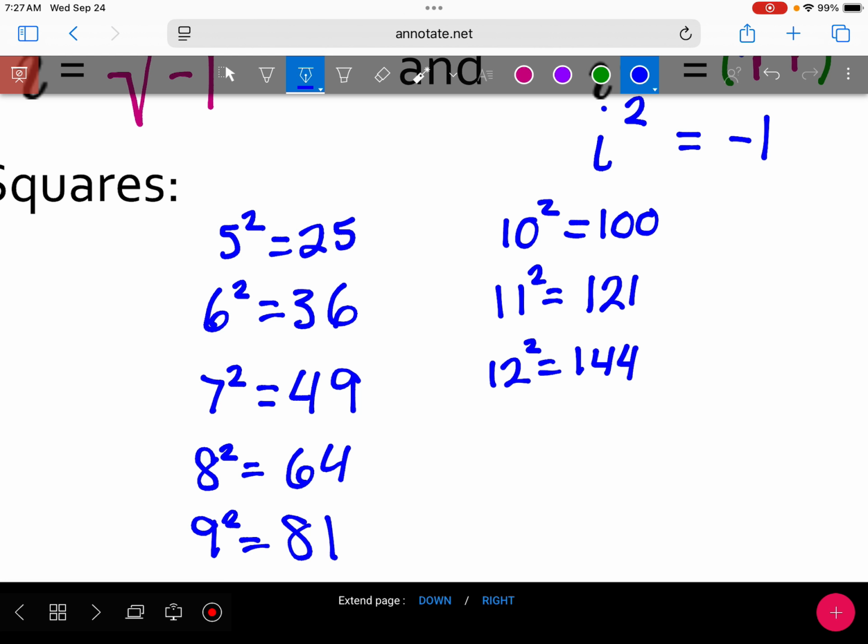Now, I could keep going. I could do 13 squared. I could do 14 squared. I could do 15 squared. I could do 20 squared. I could do 100 squared. There's so many perfect squares. These are just kind of the smallest ones, so they're the closest ones we're going to work with.